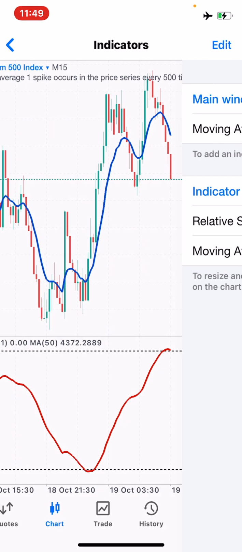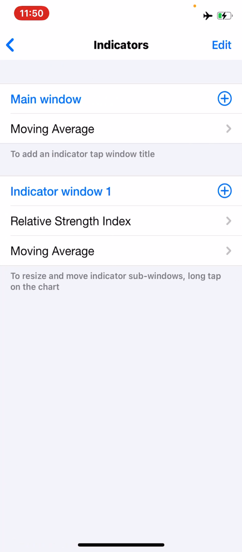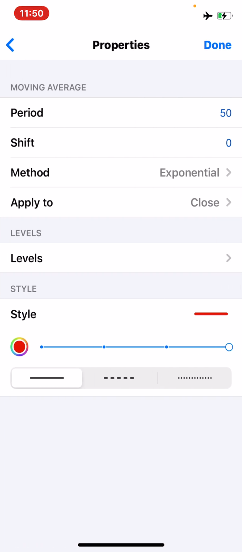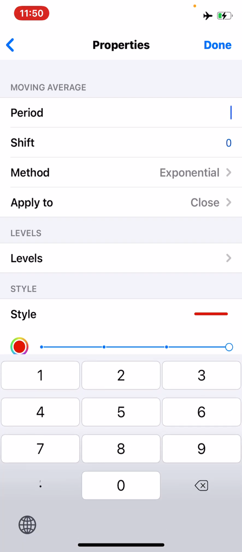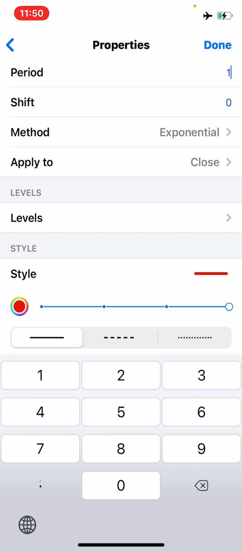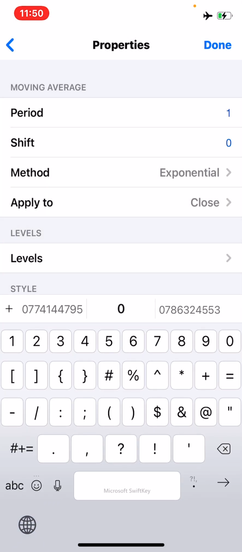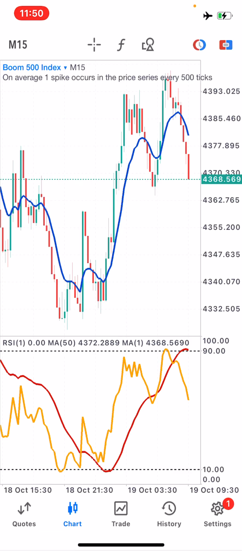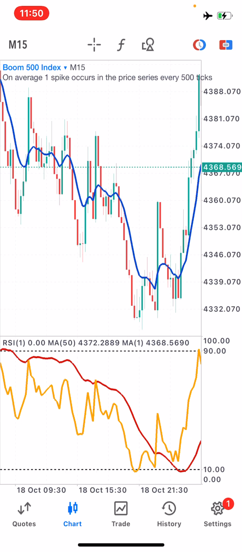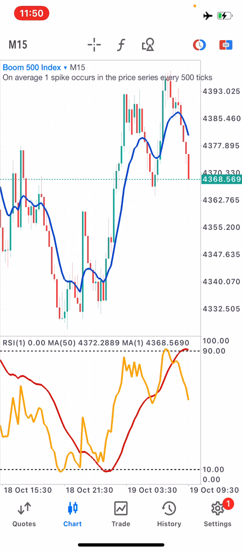Okay, then last but not least, we need to add another moving average under our indicator window 1, but this one we have a period of 1, a shift of 0, a method of exponential, apply to close, no levels, and then the styling for this one, which is the gold color or any color of your choice. And then we click on done, and as you can see, we have successfully installed our strategy.